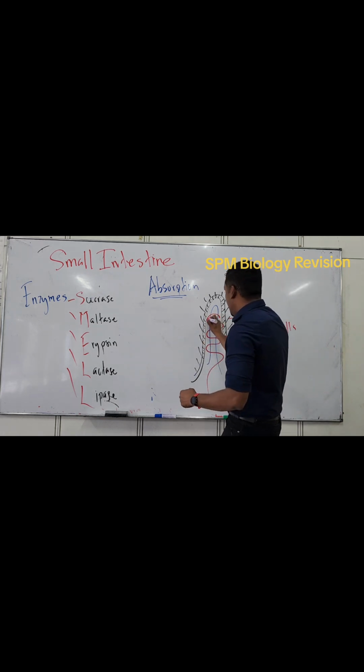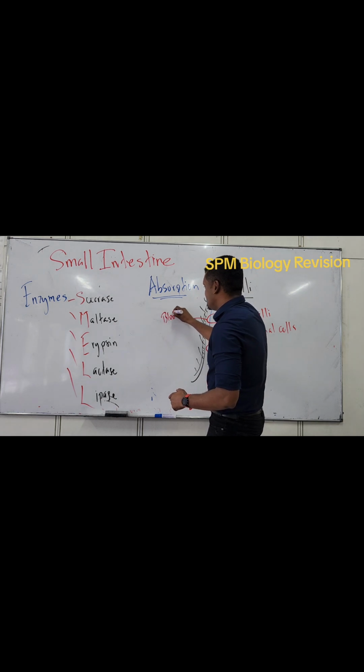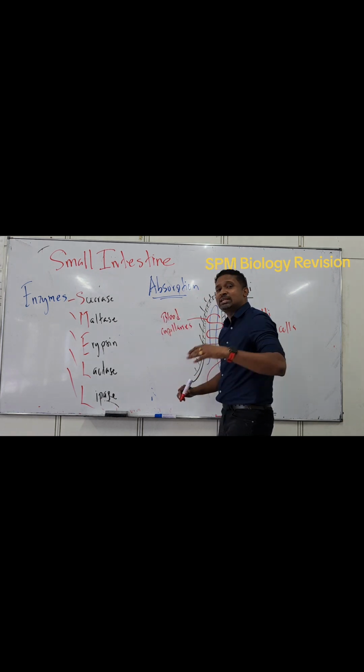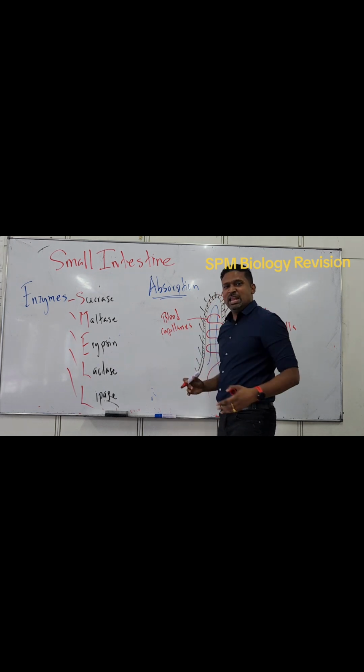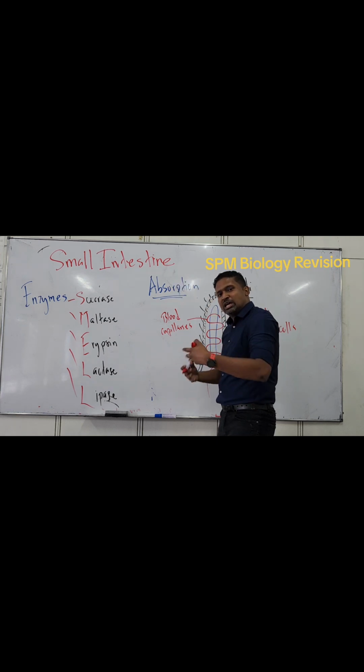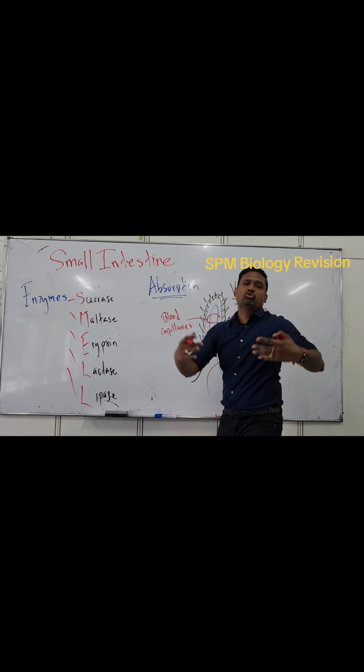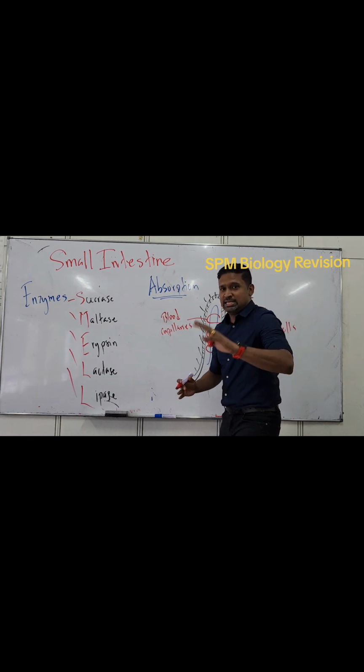Then other than that, got blood capillaries. What is the purpose of the blood capillaries? It will transport the food from here, from the millions of villi, go back to the heart. Then from the heart, it will go to all parts of the body. That is the purpose of it.